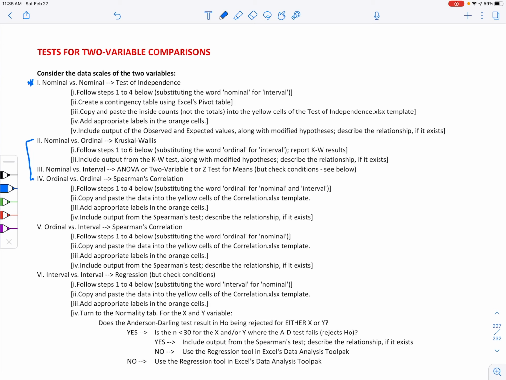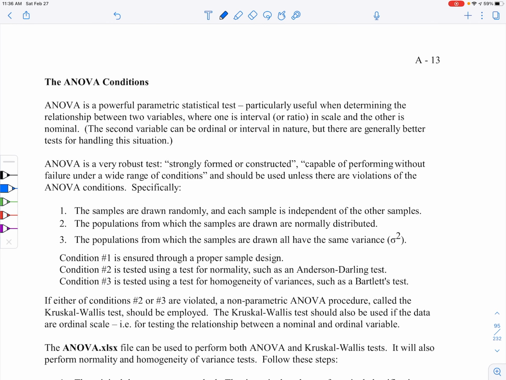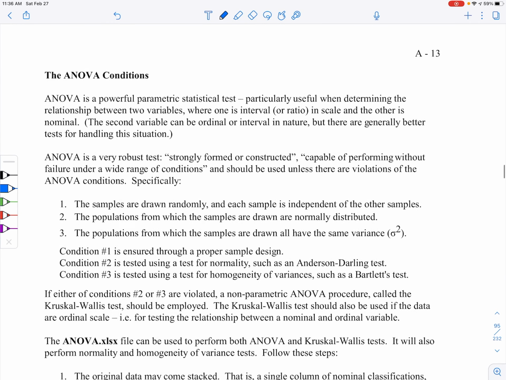But the one I want to focus in on here is nominal versus interval, which is talking about what really should be Anova, but Anova is dependent on certain conditions being met. So I'm not going to spend any more time on this particular page here. I'm going to go back here. And again, I'll have a lab video that goes through this in a little more detail and shows you an Anova template. So I'm going to go back to where I was, somewhere around here. So page A13, the Anova Conditions.